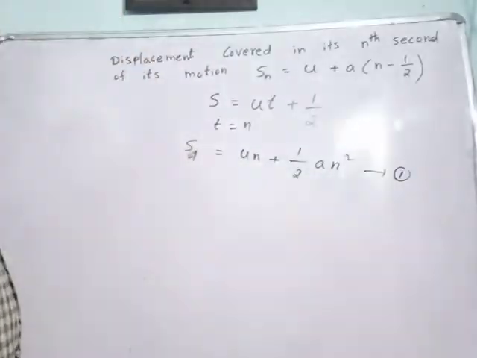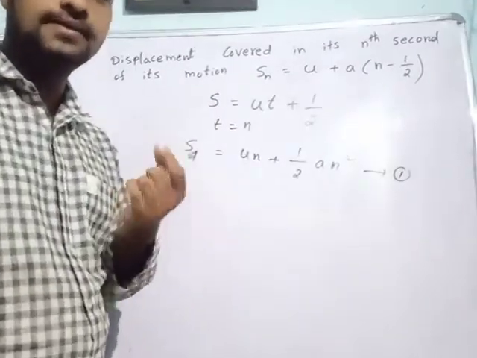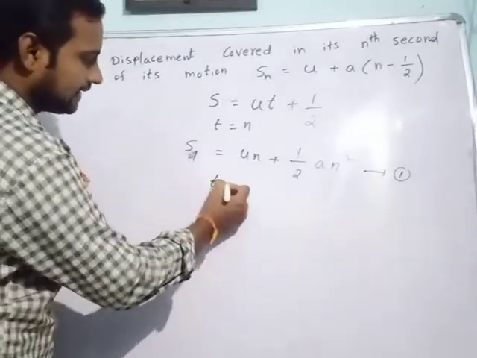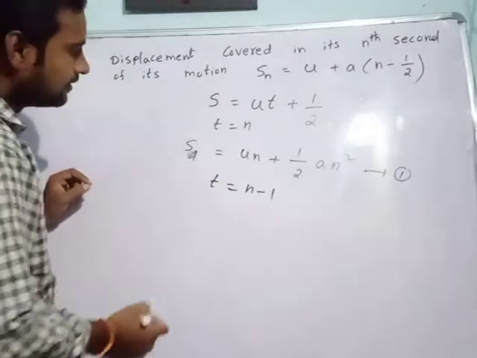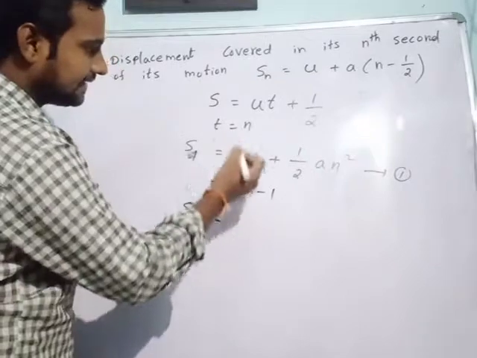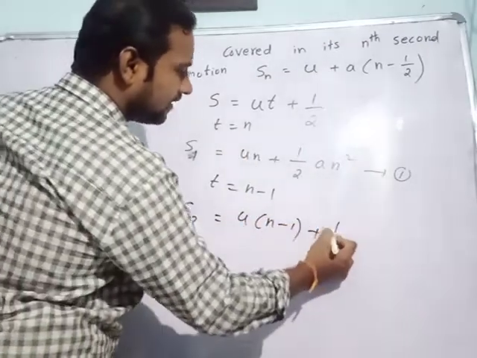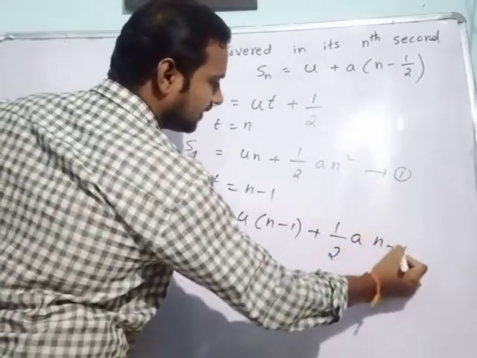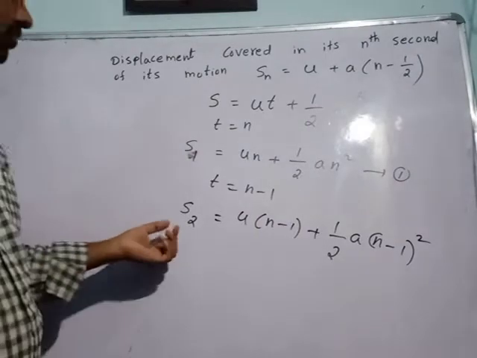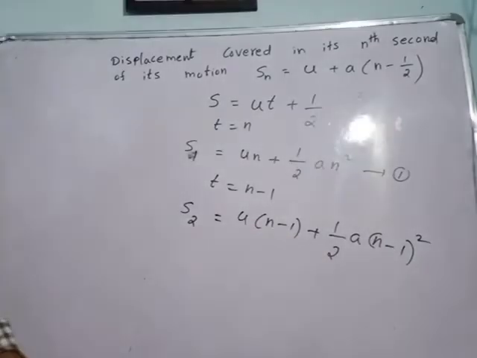Clear? Now take after n minus 1 seconds. What is the displacement after n minus 1 seconds? Now again t is equal to n minus 1 seconds, and this is represented by S2. So u into n minus 1 plus half into a into n minus 1 whole square. Clear all of you? So S2 is equal to u into n minus 1 plus half a into n minus 1 whole square.